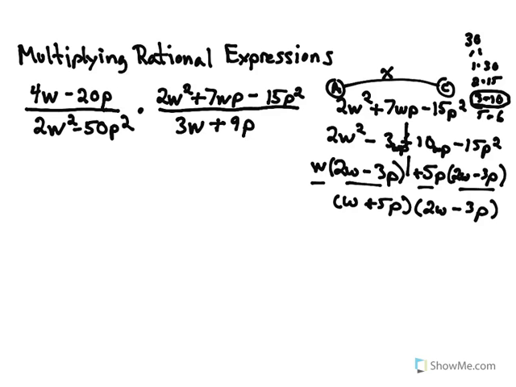And these would be my two factors, w plus 5p and 2w minus 3p. Again, trial and error would be a little more efficient because you can break down 2w squared as 2w times w, and then 15p squared you can break down as 3 times 5, right? Gives you the 15, and then p times p gives you the p squared. So you just have to realize that we have to get a plus 7p.